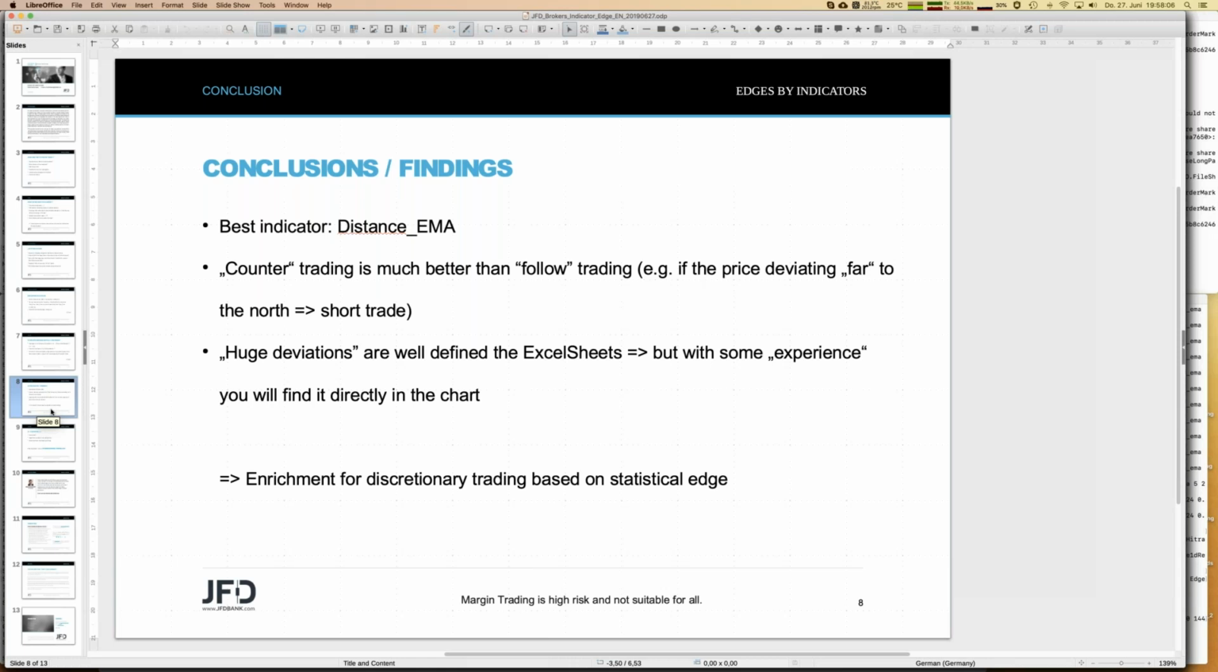Let's use that as an edge, because it is an edge. And everything which helps you get better than 50-50, and that's exactly what I presented here, helps you to have better trades and better final results. So even for pure discretionary trading, you can use those simple rules directly, if you like.